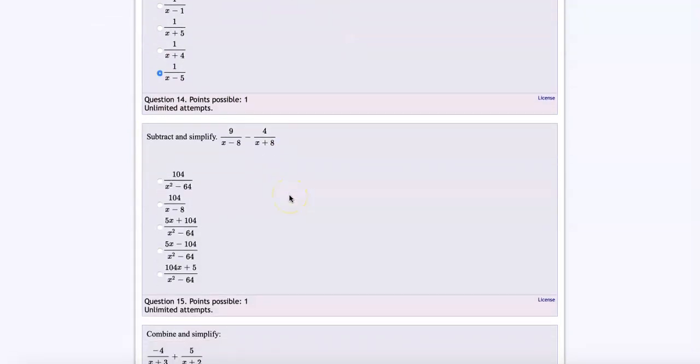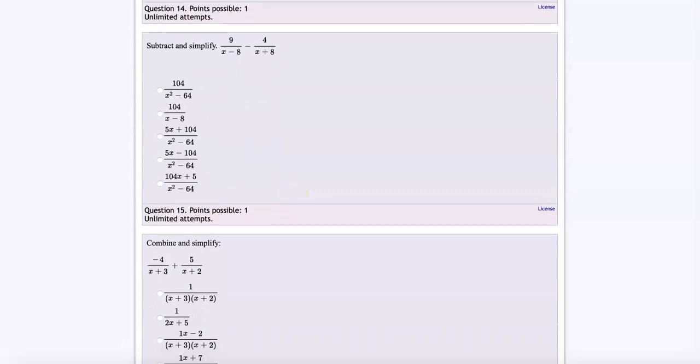Okay, now to do this subtraction problem, we need to have a common denominator. So we need to take this first fraction, 9 over x minus 8, and this second fraction, 4 over x plus 8. We need to multiply the numerator and denominator of both of these by the same thing, because you can only ever multiply by 1 if you have an expression. So what we want to have is matching denominators.